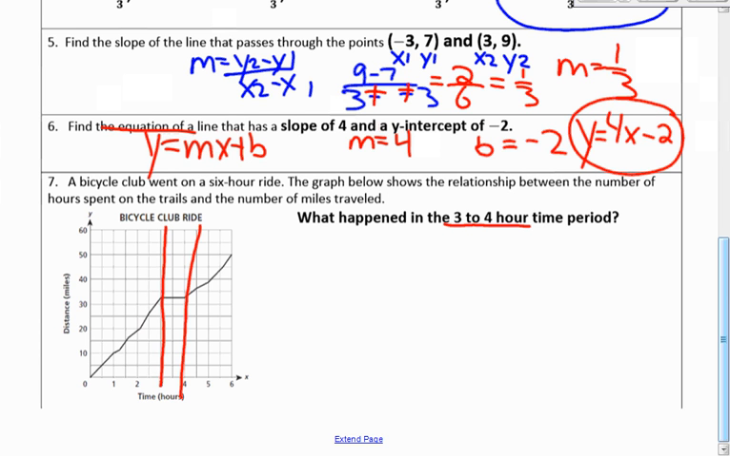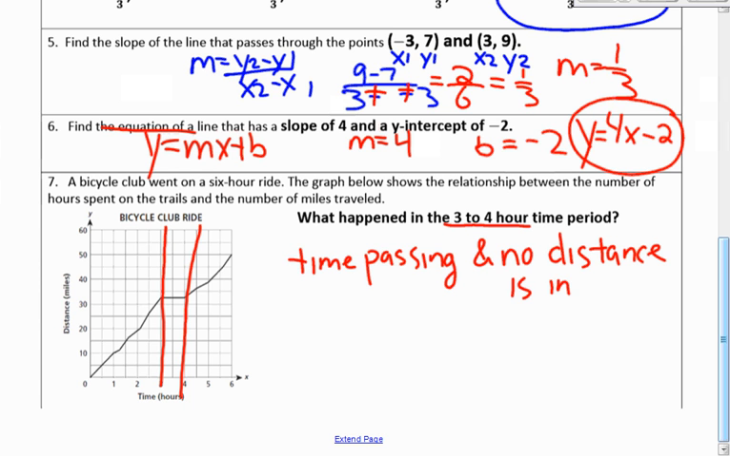You could see that the line is straight here. So since it is straight, that means that time is passing and no distance is traveling. So they usually ask you to create a reason why this would be happening. And you could say that maybe they decided to stop for a rest.